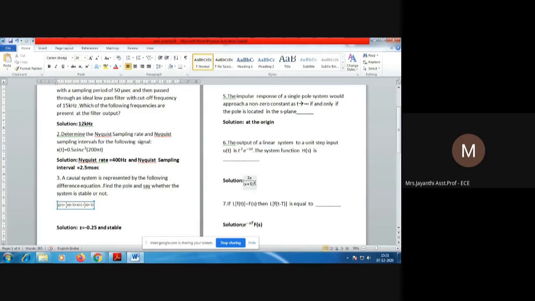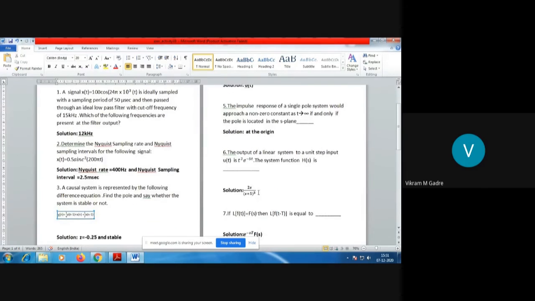So we have got this answer, sir. The solution: the output of a linear system to a unit step input is this. Yes, sir, the system function. So you have to find the system function.